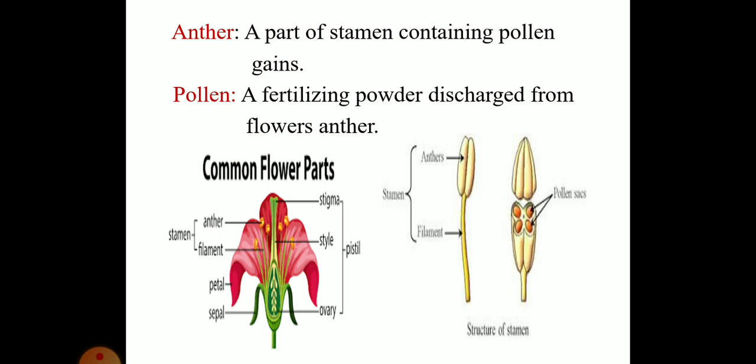Each lobe of an anther contains two pollen sacs. The pollen sac contains diploid microspore mother cells. This microspore mother cell undergoes meiotic division to produce a tetrad of four haploid pollen grains. This picture shows the longitudinal section of a typical flower and shows all the flower parts.